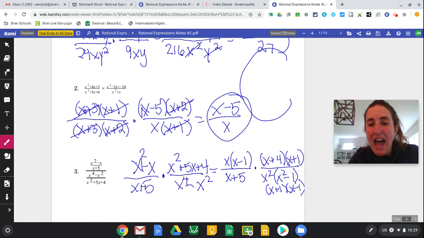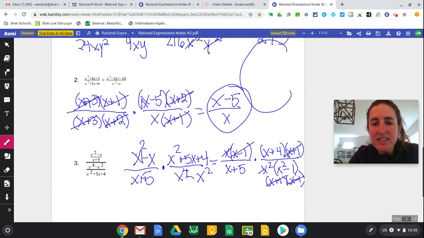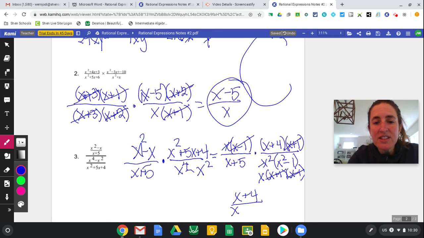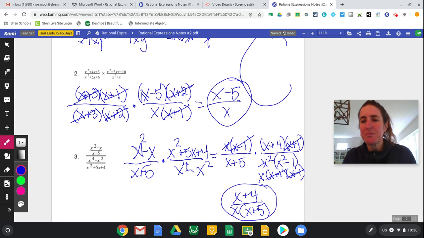And when we do that, this x plus 1 cancels here. X minus 1 will cancel. This x from the outside here will cancel into this x squared and make just an x, an x down on the bottom. Okay, so now on top, I have x plus 4 and x times x plus 5. And that is my final answer.